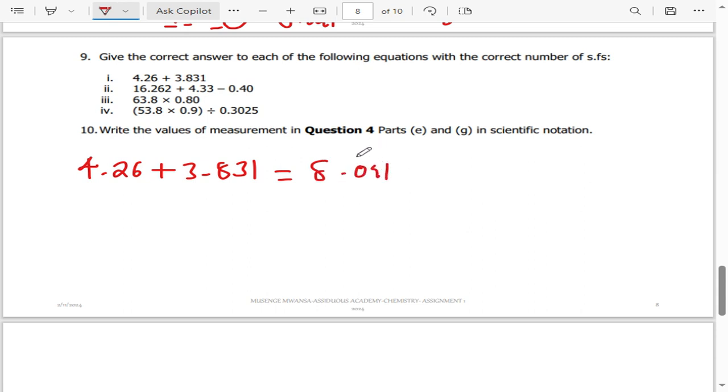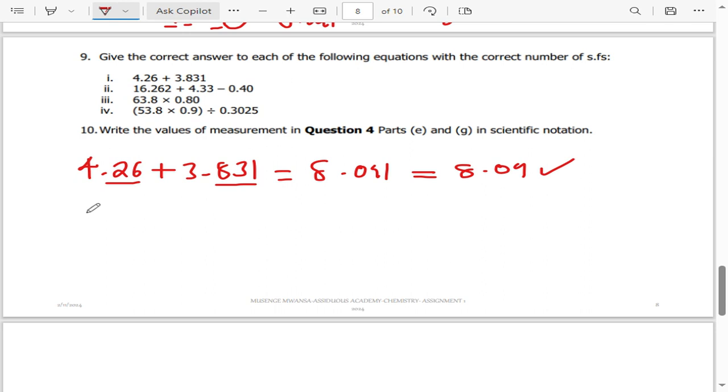Now, the rule of addition is when you add two numbers, the answer that you get, you are going to write it to the same decimal places as the number that has got the fewest decimal places. So you can see this one has got two decimal places, as this one has got a 3. So the final answer should only have two decimal places. So therefore this is going to be 8.09. That is going to be the final answer.